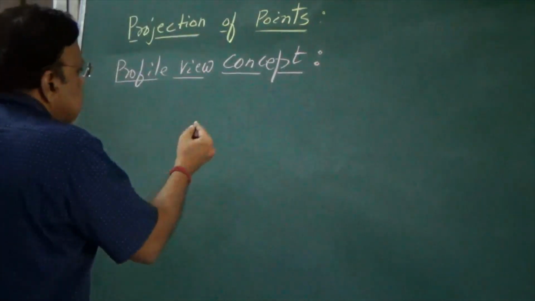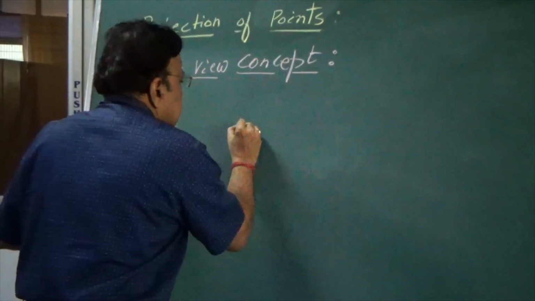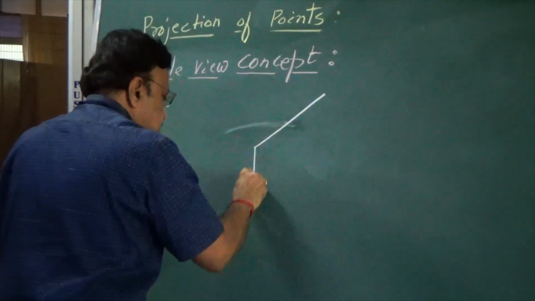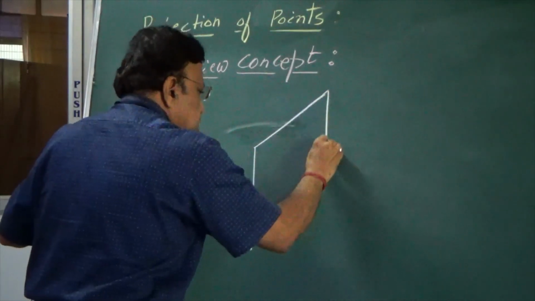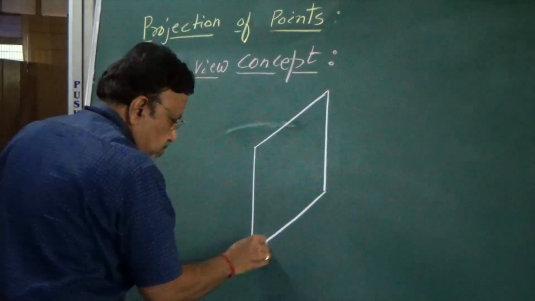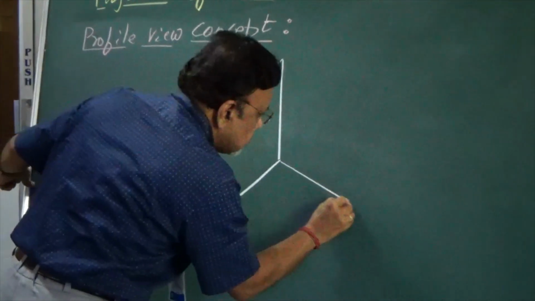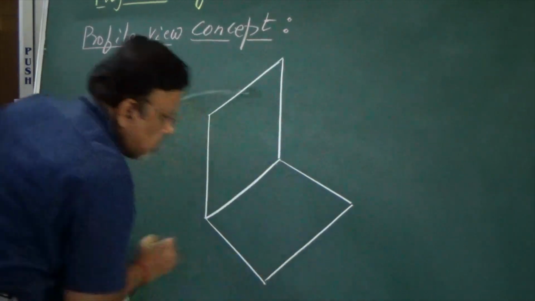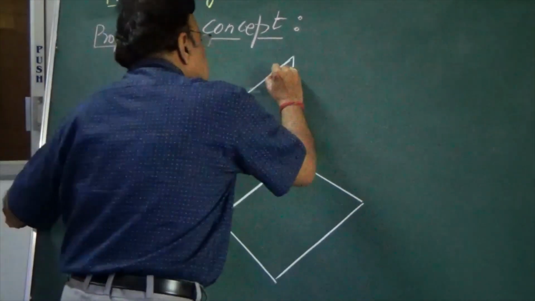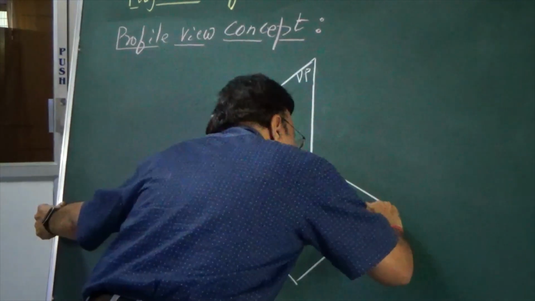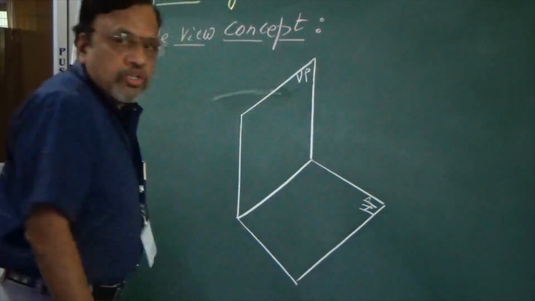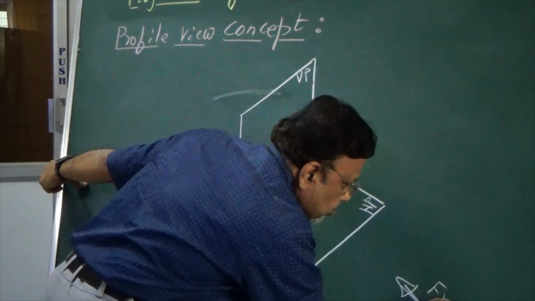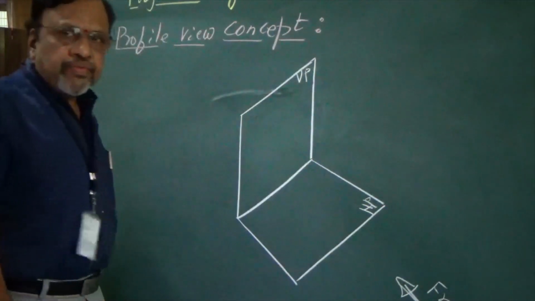As usual, let me consider the two planes which you considered in the previous classes. What are the planes we considered? We considered two planes: one is the vertical plane and the other is the horizontal plane, which we are already well versed with. This is the vertical plane, this is the horizontal plane, and as usual, this is the position of the observer, looking from the front.